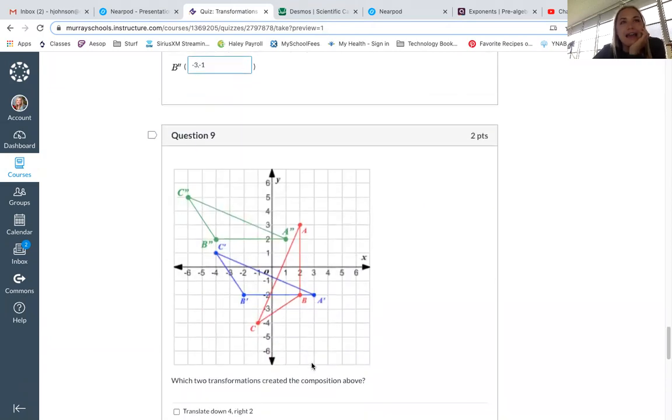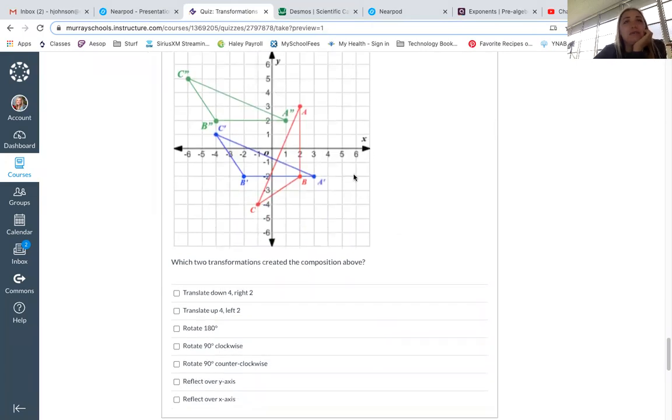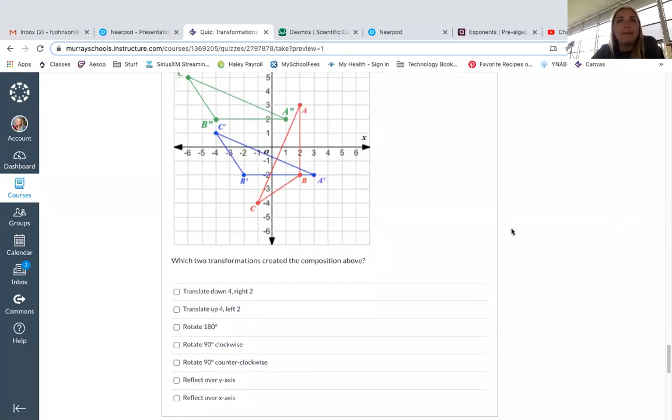Problem number 9. Which 2 transformations created the composition above? Something that you need to remember is which pieces came first, second, and third. So I am going to put a little marking on here. I know that the first drawing is the one that does not have primes. So that would be this A right here. And it goes from red to blue where there's a single prime to green where there's a triple prime. So as I talk about this, it's going from red to blue to green. All right. So now that I figured out the order, let's talk about what's actually happening here.